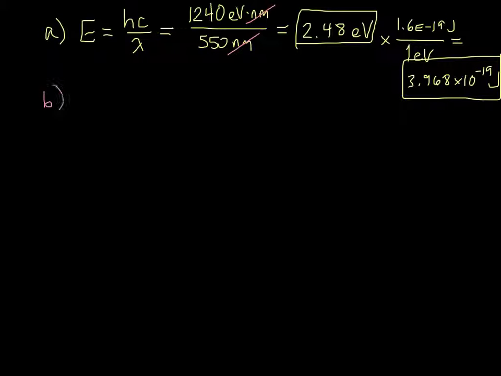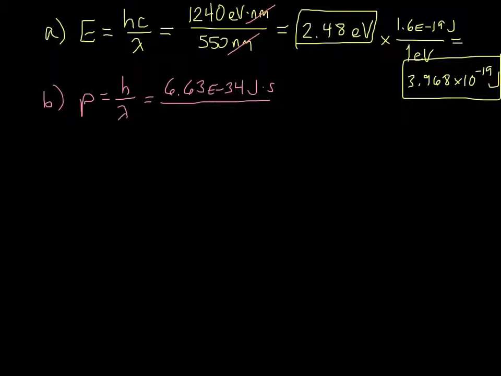For part B, calculate the momentum of one photon. The momentum of a photon was given as h over lambda, where h is 6.63 times 10 to the negative 34 joule seconds. That's Planck's constant, divided by the wavelength.